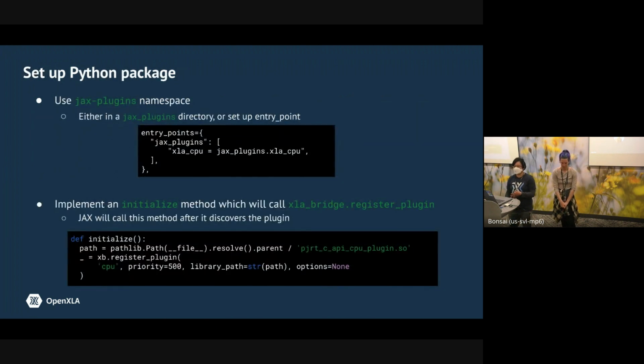And other than the C++ or the C implementations, you also need to set up the PJRT plugin as a Python package by putting it in the JAX plugin directory or setting an entry point so that the JAX framework can discover your plugin. And you also need to implement the Python initialize method, which calls the register plugin, and JAX will call this method after it discovers the plugin. And you can pass on your specific options here if there's any option needed for a plugin.